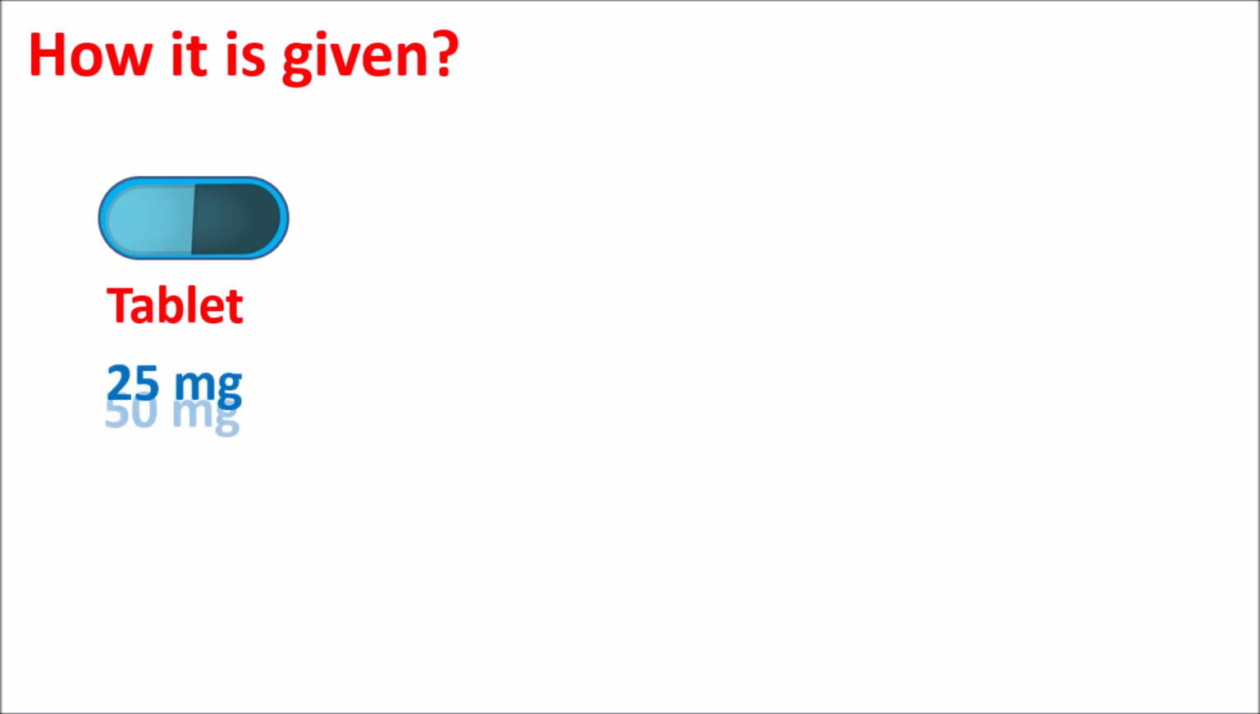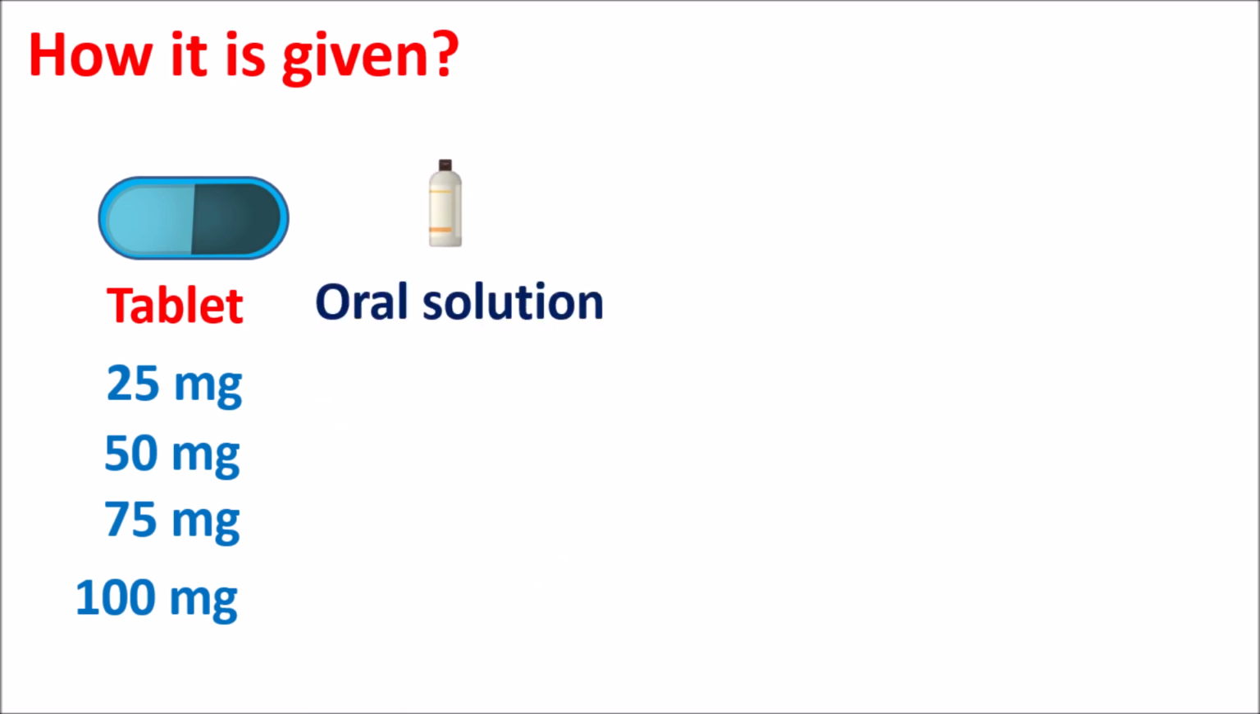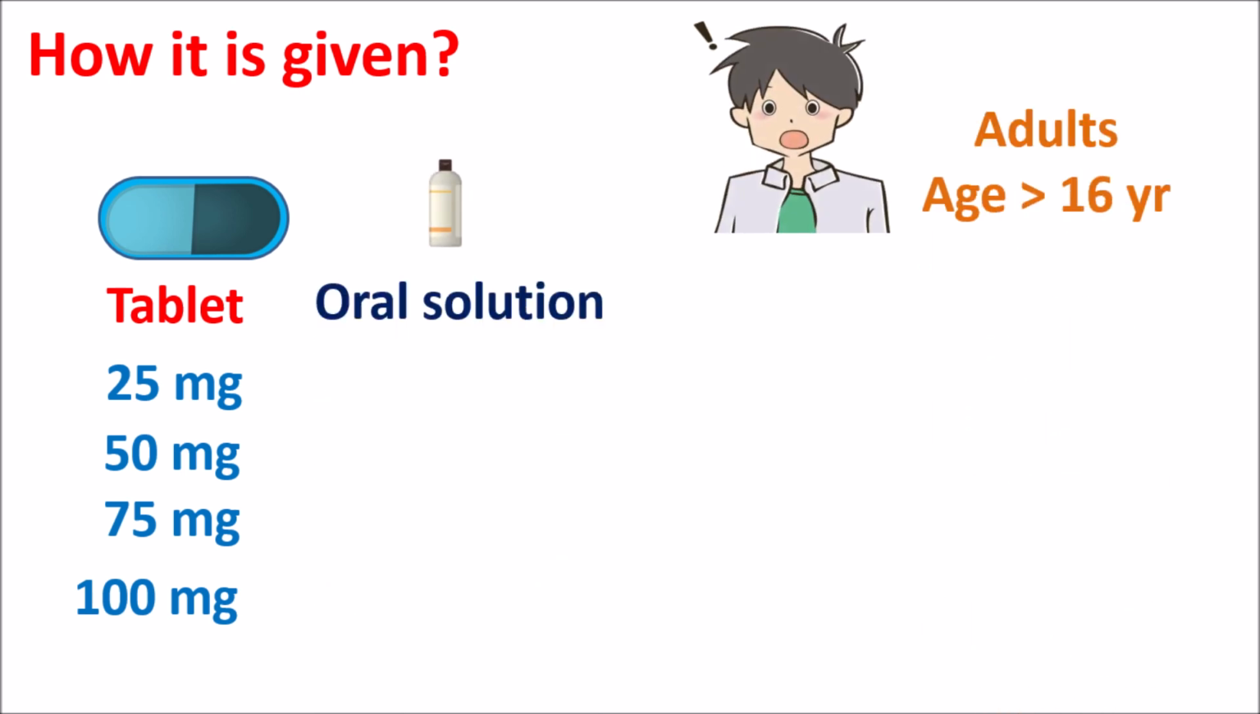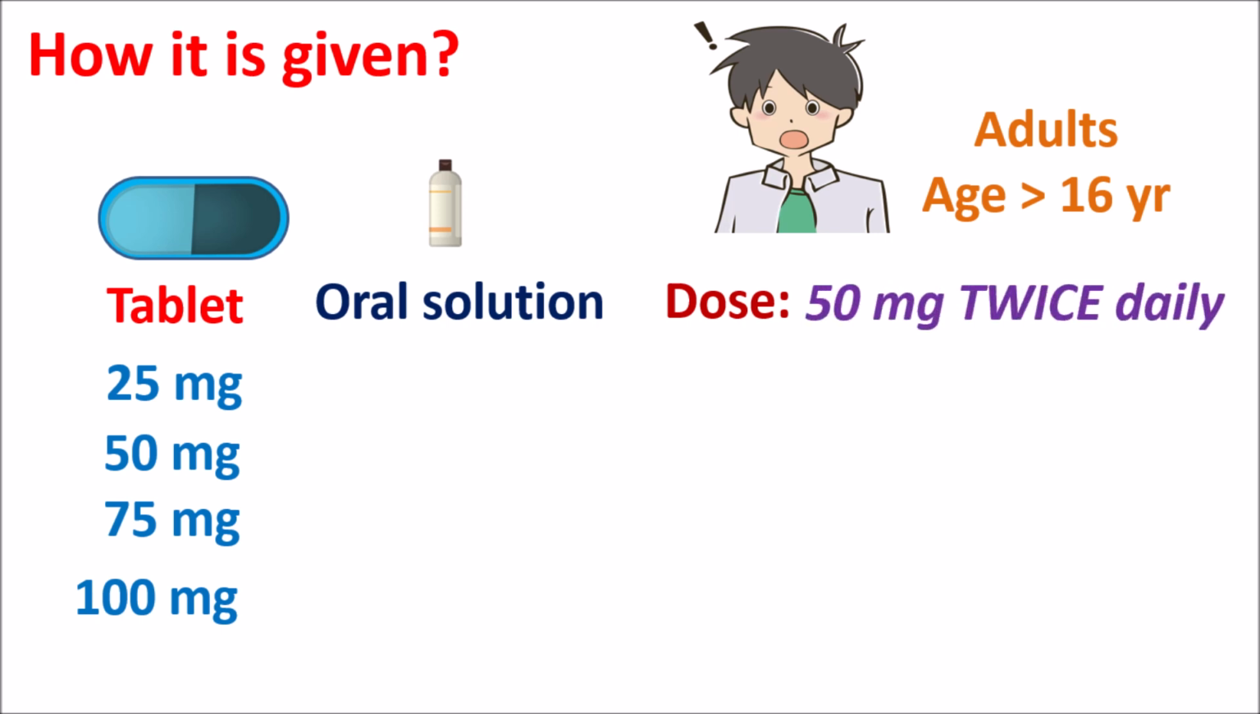How is it given? This drug is available as a tablet at different strengths such as 25 mg, 50 mg, 75 mg and 100 mg. It is also available as oral solution in adults with age greater than 16 years for the treatment of partial onset seizures. The recommended initial dose of brivaracetam is around 50 mg given twice daily.